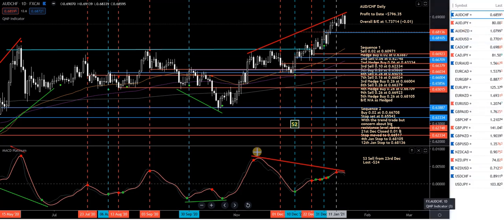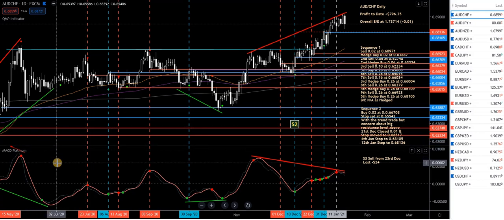But let's have a look. So we'll start with the USD Swiss. I'll just go through each pair. It looks like a very busy chart. It is. There's a lot of lines on the chart because there's a lot of trades.